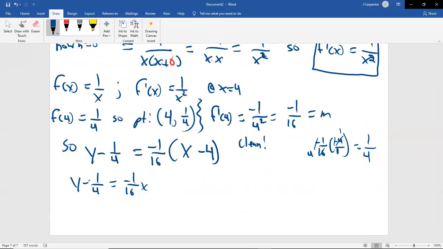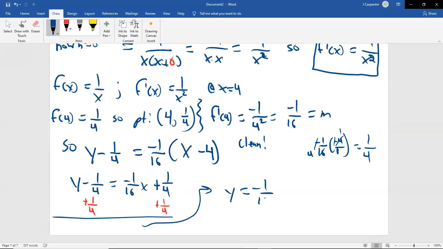You better know how to clean up your fractions. So that's a plus 1/4. So y minus 1/4 equals negative 1/16 x plus 1/4. The negative 1/16 x you could just write as negative x over 16 as well. If you then add 1/4 to both sides, you better know how to add your fractions as well. No excuses. We get y equals negative 1/16 x plus 2/4, which is negative 1/16 x plus 1/2.